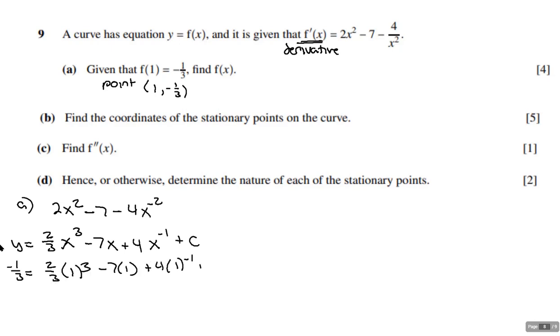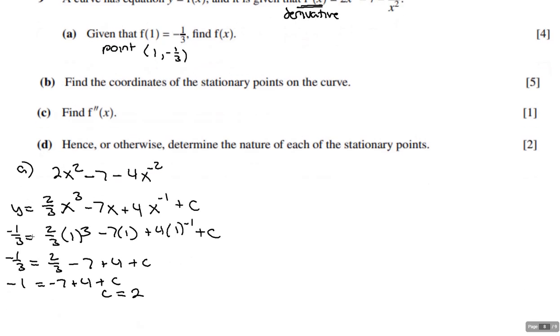And so now what I'm going to do is plug in the point they gave me and figure out what c is. And I'll find out that c is equal to 2. And so then my equation is going to be y equals 2/3 x to the third minus 7x plus 4x to the -1. And then it's going to be plus 2.